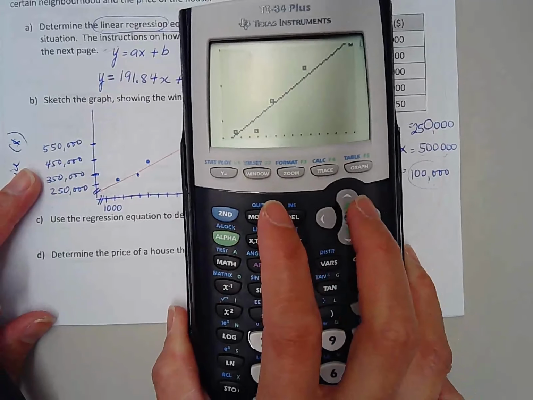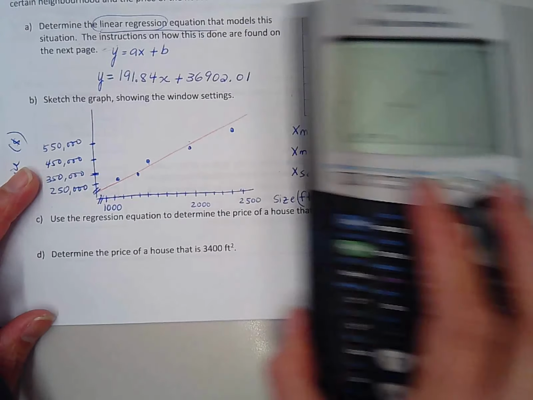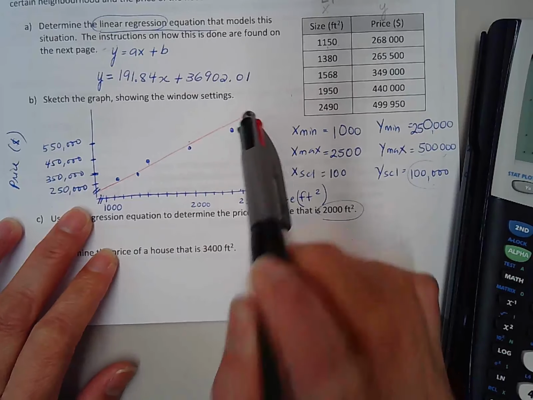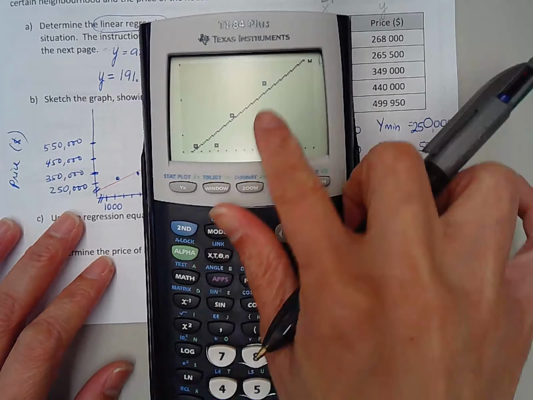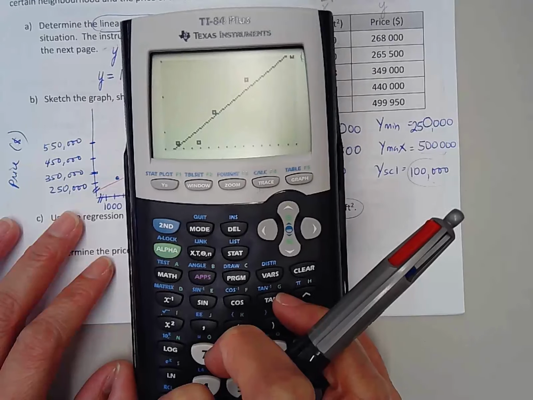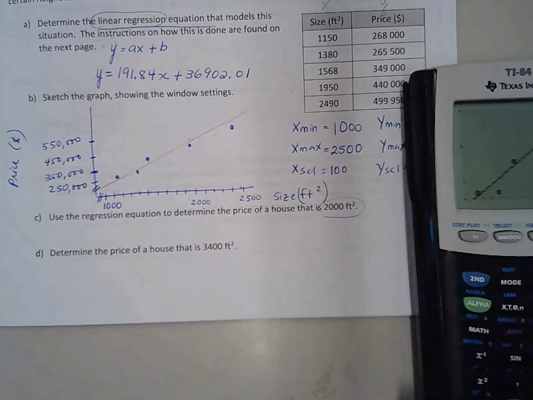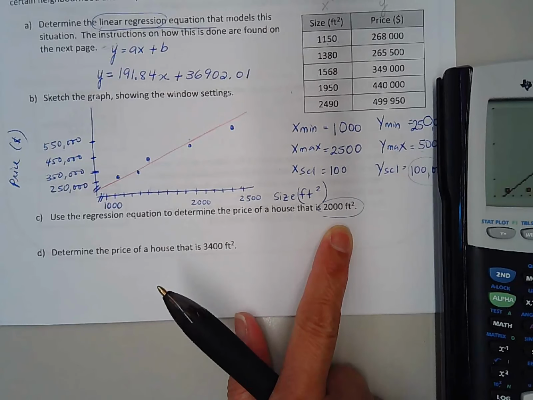Okay. Is everybody okay so far, though? It might be slightly off because I just kind of did it like that, okay? But this is your regression equation. Okay, any prediction? What do you predict the price of the house that has 2,000 square feet?